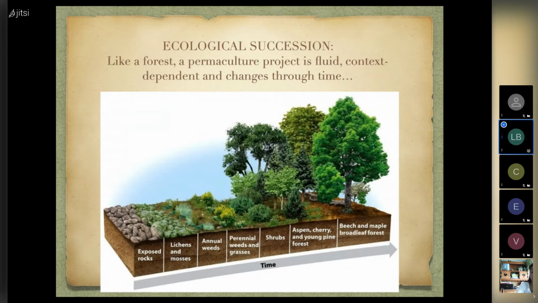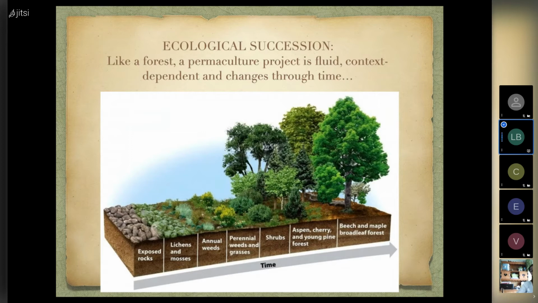If we're really looking for food yields from a system, we have to understand that the food yields are going to change over time. So if we want a tree fruit yield, we are going to have to start with different kinds of yields while we wait for that fruit to mature. And this is really a moment where permaculture diverges from mainstream agriculture.